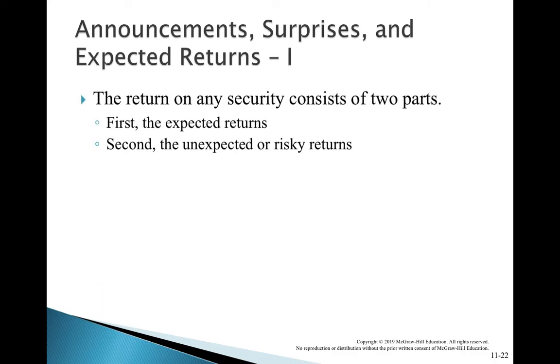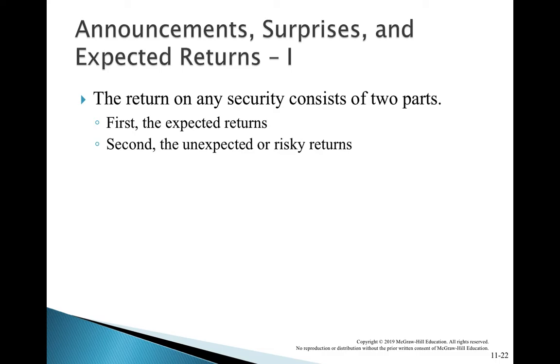Return on any security consists of two parts. Remember, the first one is the expected return, what the analysts expect. The other part is the unexpected return or the risky part. The unexpected return may be positive or negative. For example, the analysts may make an expectation of 12%. Now, if there is an unexpected positivity, for example 3% unexpected positive return, then the expected return 12% plus 3%, the actual return will be 15%.